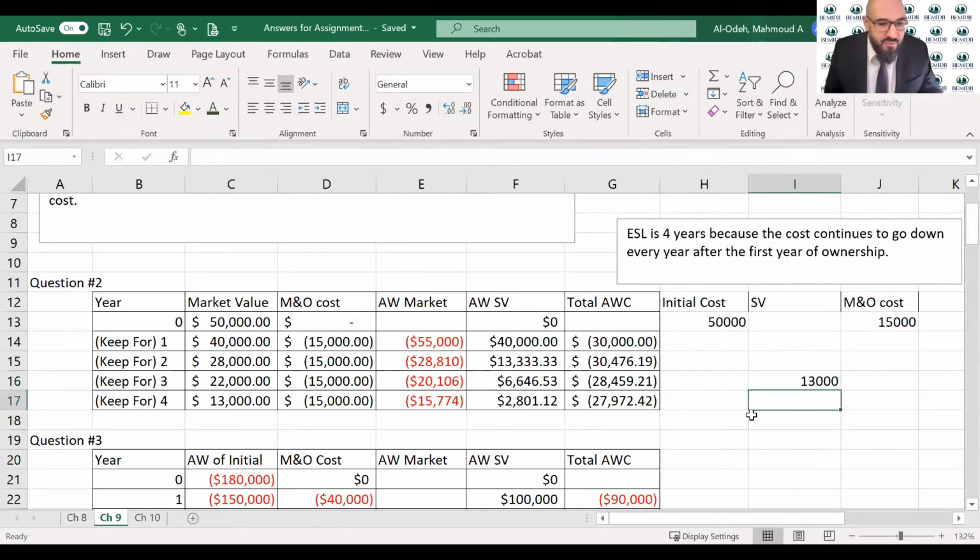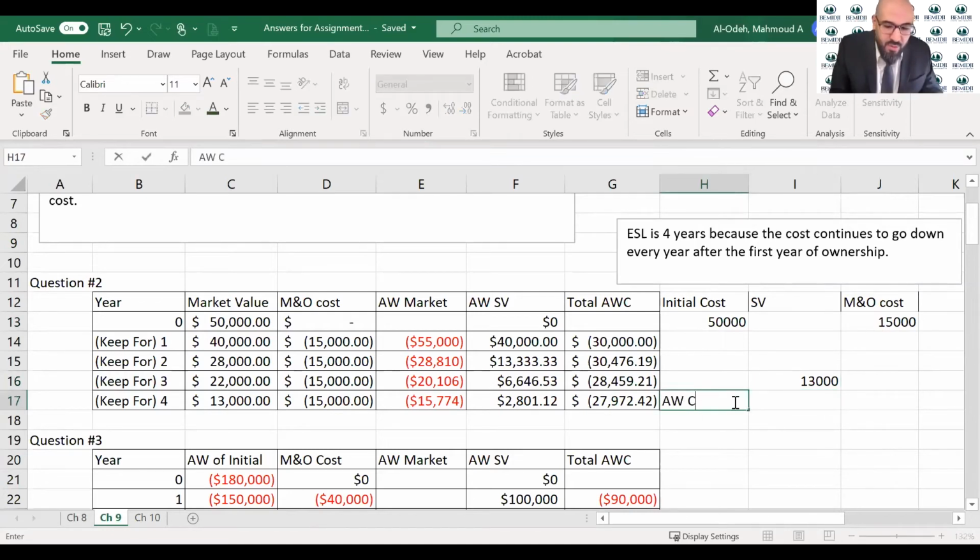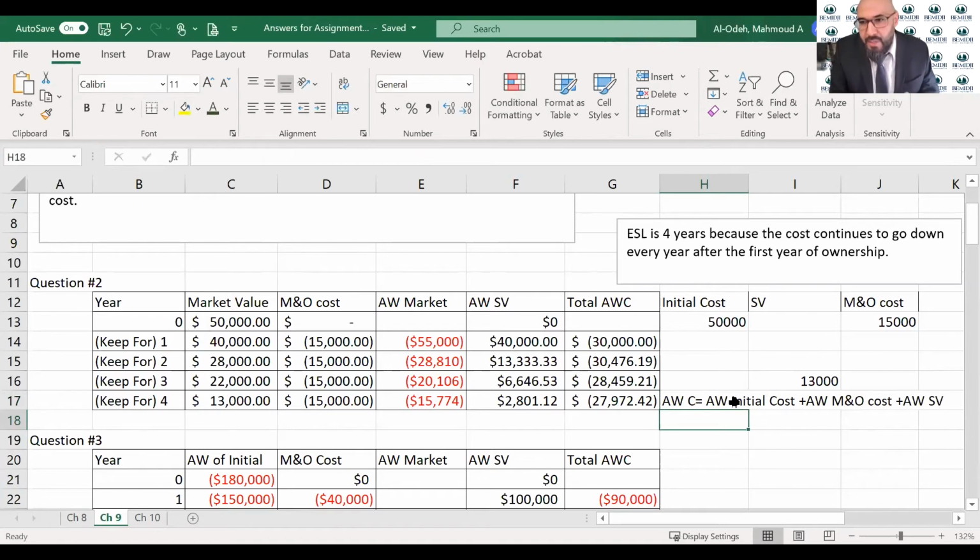Now, what should we do now? How do we find the total annual worth of cost? I'm going to write it as an equation. Annual worth of the initial cost, plus the annual worth of the maintenance and operational cost, plus the annual worth of the salvage value. Correct? Are you with me so far?